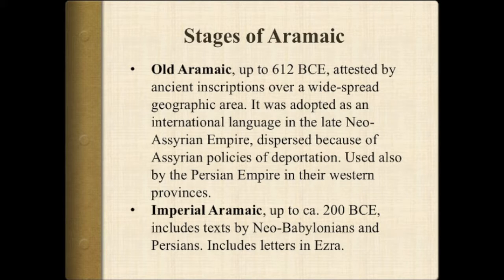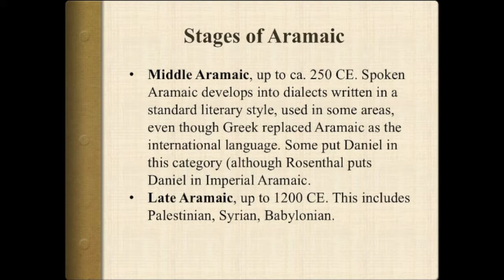Now, this period of Imperial Aramaic, which is from about 612 to 200 BCE, includes texts by Neo-Babylonians and Persians, and many put the letters of Ezra into this group. Middle Aramaic then goes up to about 250 CE, as spoken Aramaic develops into dialects written in a standard literary style and used commonly in some areas, even though in the Roman Empire, Greek has replaced Aramaic as the international language. Some put Daniel in this category, although Rosenthal puts Daniel into Imperial Aramaic. And then finally, there's Late Aramaic up to about 1200 CE. This includes Palestinian, Syrian, and Babylonian dialects of Aramaic.